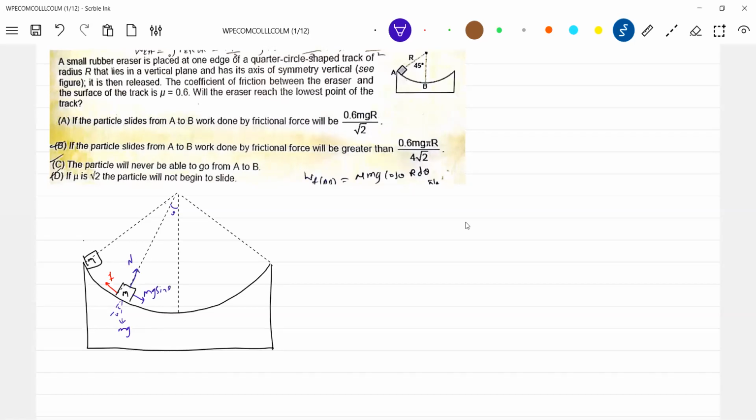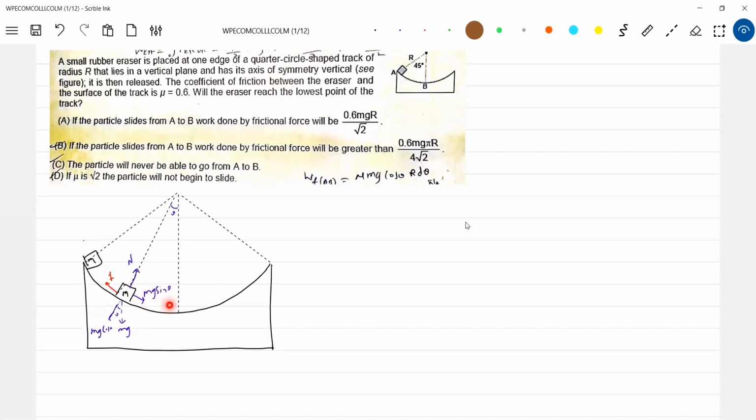This is a normal contact, so on this side it will be mg cos theta. What it's asking is, will the eraser reach the lowest point of the track? It will slide like this, from rest to rest, moving and sliding down slowly.